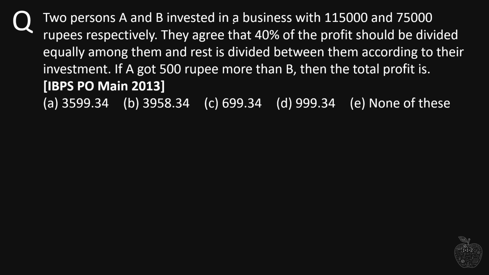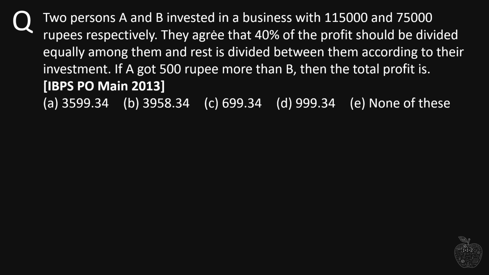Two persons A and B invested in a business with 1,15,000 and 75,000 rupees respectively. They agreed that 40% of the profit should be divided equally among them and the rest is divided between them according to their investment. If A got 500 rupees more than B, then what is the total profit?